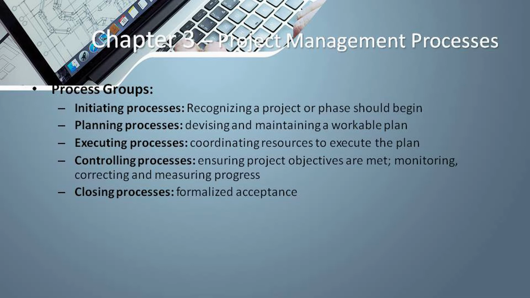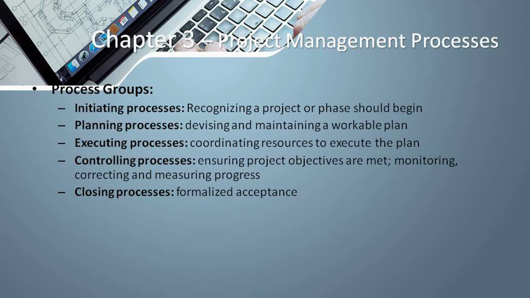Executing processes. The executing processes group is where the work is actually done. Here is where the project team starts doing the work of creating the deliverables while the project manager coordinates those resources working on executing. The next one is controlling.